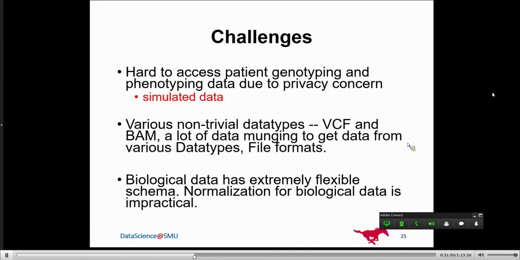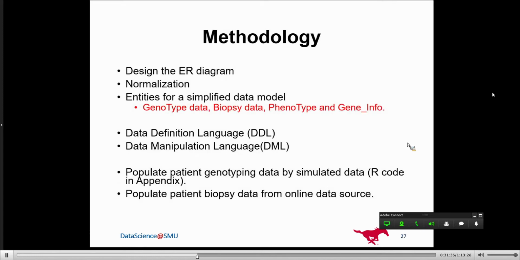Another challenge we have is that due to privacy concerns, it's hard to get access to patient genotyping and phenotyping data. So we use simulated data. And in addition, there are various non-trivial data types of biological files. Also, biological data has an extremely flexible schema, which makes the normalization difficult, but we are trying our best to normalize those data. The method we use is, first, we design the ER diagram and we normalize it, and we determine the entities.